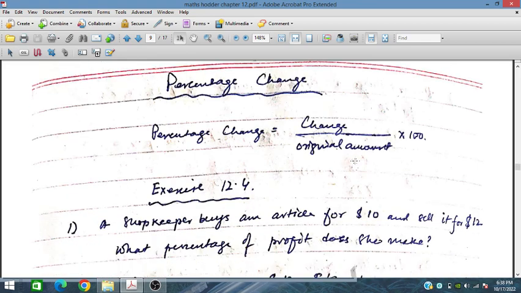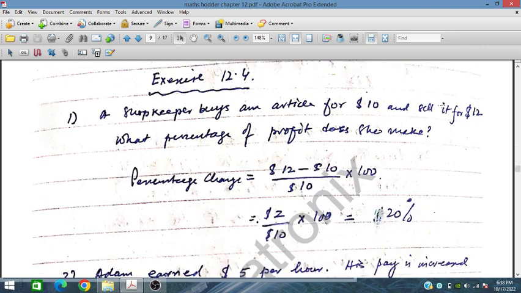Now percentage change. Change divided by original amount into 100 is called the percentage change. A shopkeeper buys an article for $10 and sells it for $12. What percentage of profit does she make? So the change in amount is 12 minus 10, which is $2, divided by the original price, that is $10, multiplied by 100, is equal to 20%. That is 2 divided by 10 multiplied by 100 is equal to 20%.